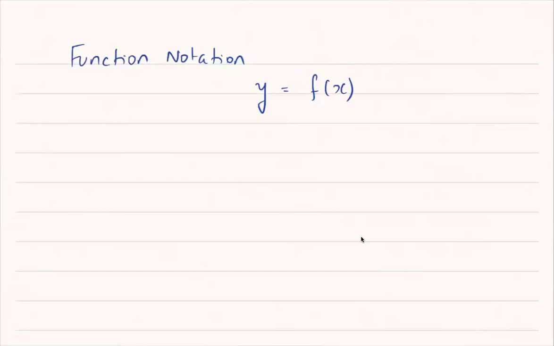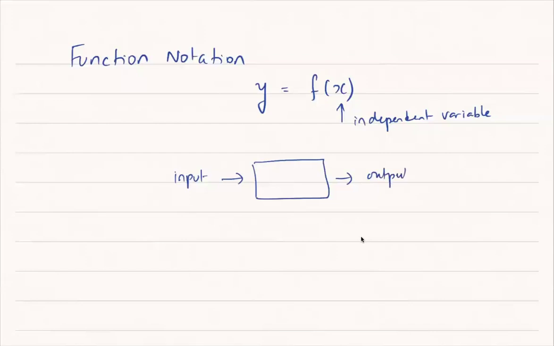Here, x is my independent variable, also called the argument. And this y equals f of x, this whole thing is my output or my dependent variable. So the way that a function can be visualized is that there is an input that goes into the function model and the output comes out of this model.